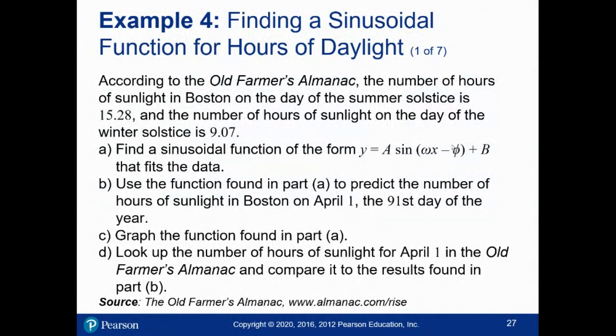Okay, so let's do another example. The number of hours of sunlight in Boston, okay, at summer solstice, aka the most sun, is 15.28 hours of sun, and at the winter solstice, aka the least sun, it's 9.07. So go, that's it, that's all your data. Match it with a sinusoidal function. Now if we had the sinusoidal function, we could plug in specific days to predict the sunlight. So let's work through this.